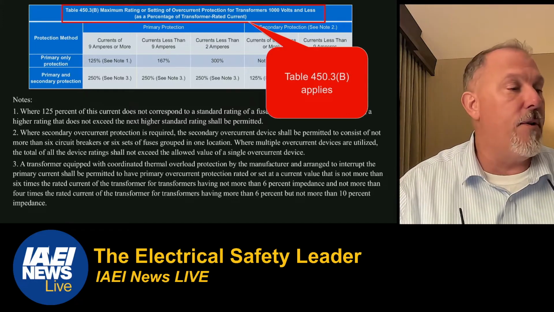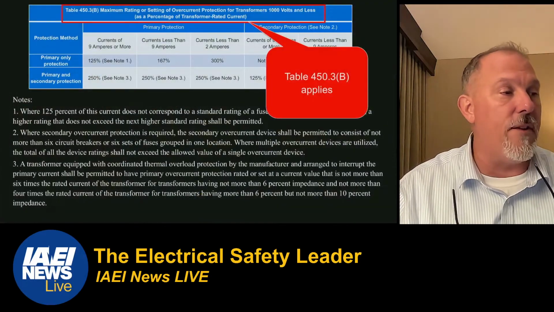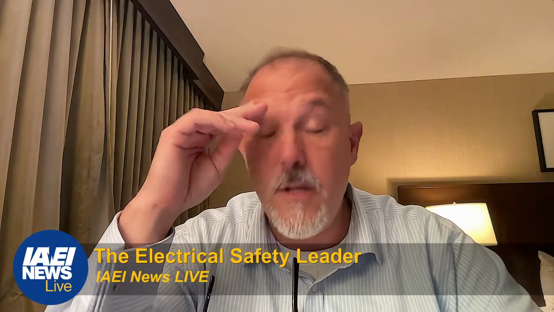450.3B, because both the primary and the secondary of this transformer are less than 1,000 volts, we are in 450.3B. One of the things I want you to understand is when you look at Article 450 in the National Electrical Code, that article is focused on protecting the transformer. Short circuits, overloads, and the conditions of use. We have new requirements in there to try to address people putting things on top of transformers. Ventilation is very important.